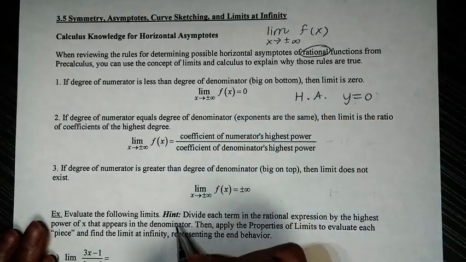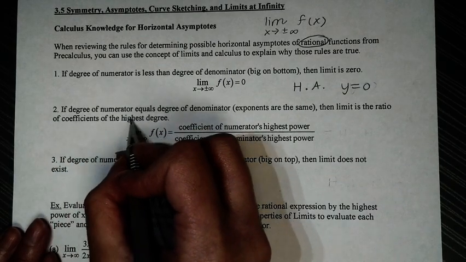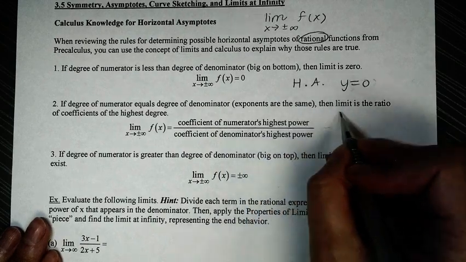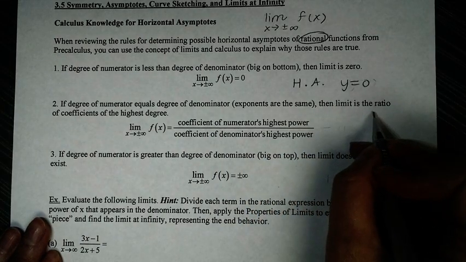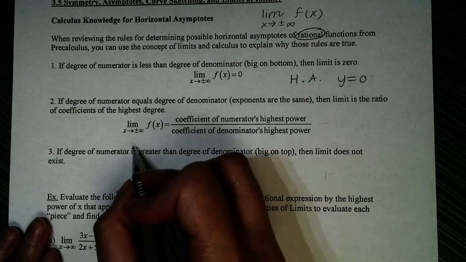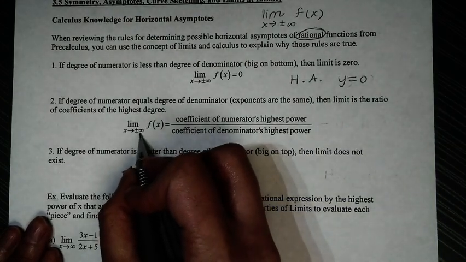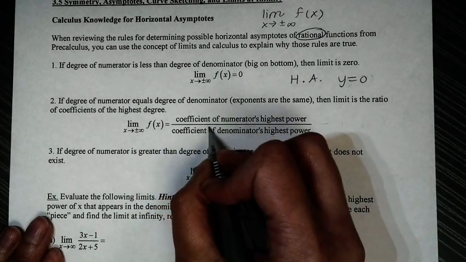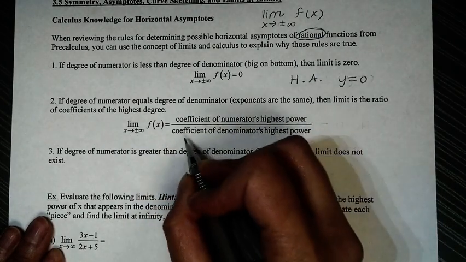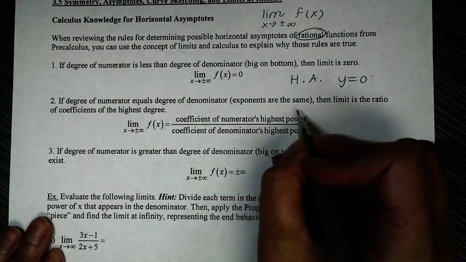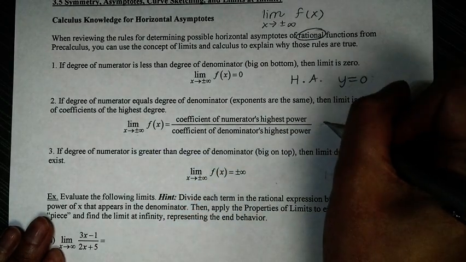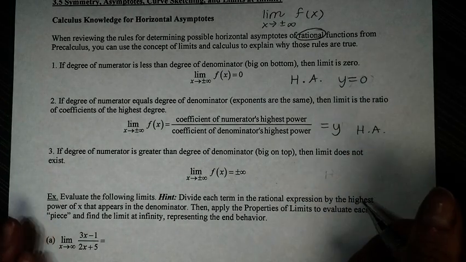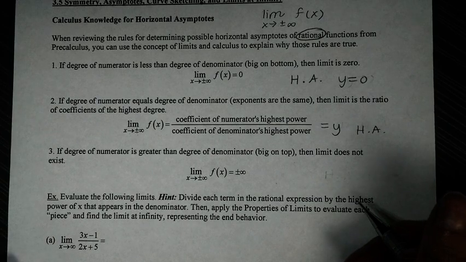Okay? Now, the second case is if the degree of the numerator equals the degree of the denominator, aka exponents are the same, divide coefficients. Then the limit is going to be the ratio of the coefficients of the highest degree. The limit when x approaches positive or negative infinity of f of x is going to be equal to the coefficient of the numerator's highest power, divided by the coefficient of the denominator's highest power. This is going to be a number, maybe a fraction. Either way, that's going to be your horizontal asymptote, and that's exactly what you had back in algebra 2 and precalc.